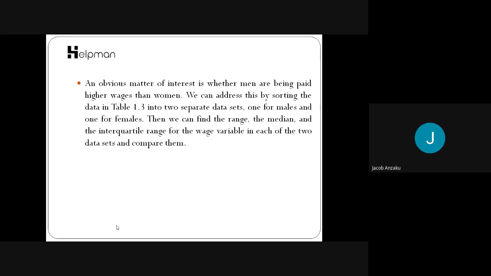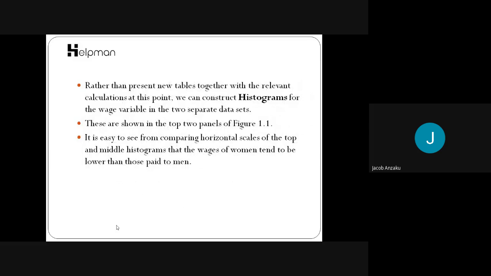Now, when we do that, we can find the range, the median, and the interquartile range for the wage variable in each of the data sets and compare them. Once we compare them, we can tell whether men earn more wages than women, or women earn more wages than men. Before we reach figure 1.1, rather than just present new tables together with the relevant calculations at this point, we can construct histograms for the wage variable in the two separate data sets. These are shown in the top two panels of figure 1.1 that we will see now.